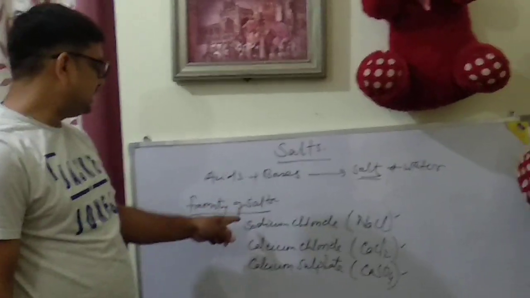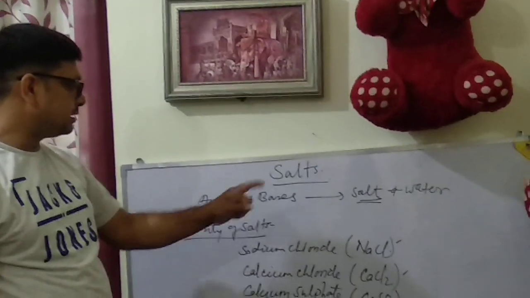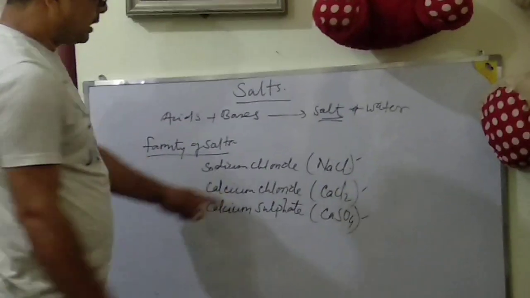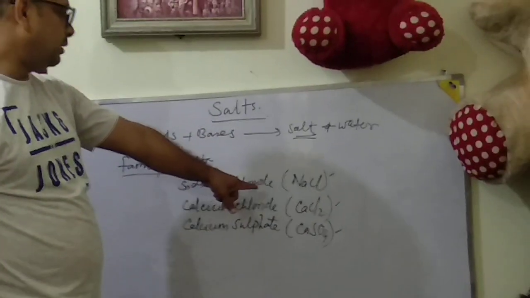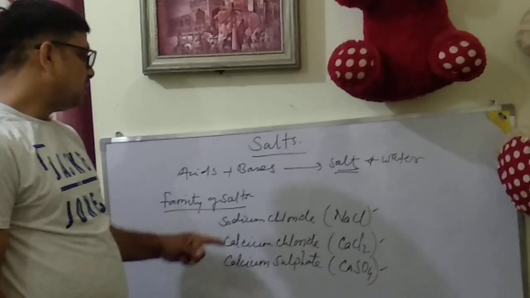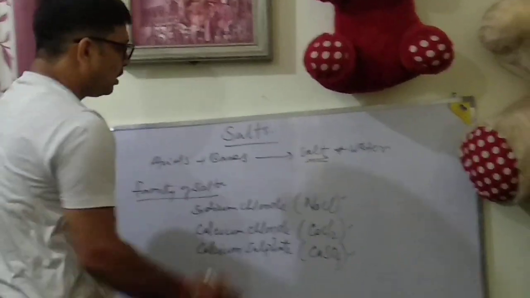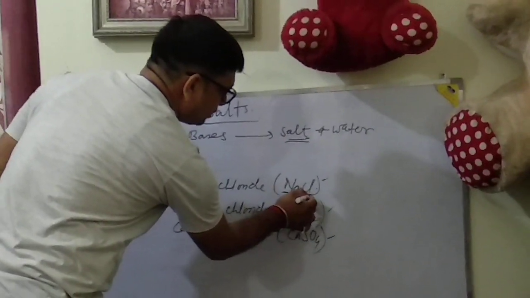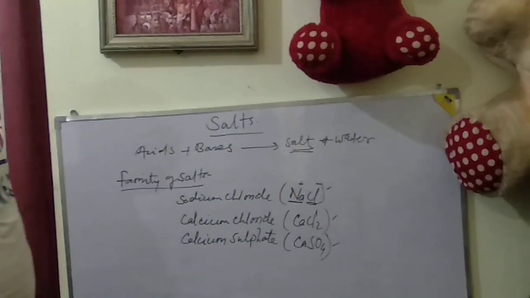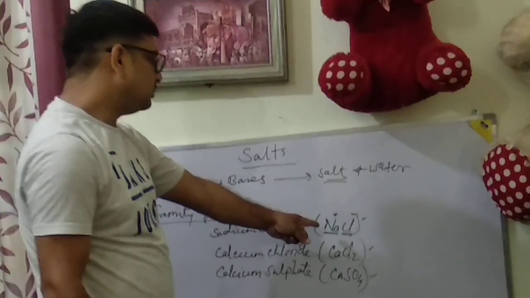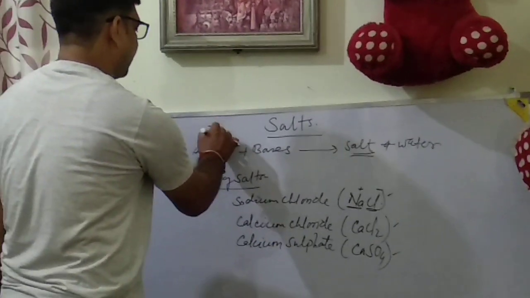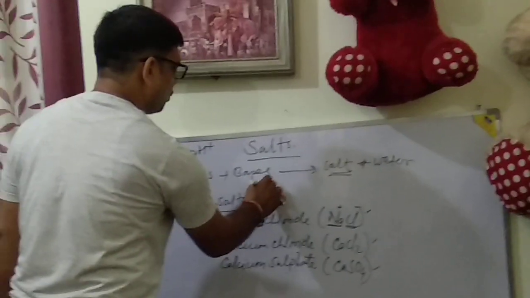Now we know that these salts have been made from acids and bases. When acids and bases react, they form salts. Now, how can we tell from the formula of a salt from which acid and which base it has been formed? Now, we know that in each salt there is a positive ion and a negative ion, and we know that acids give H plus ions and bases give OH minus ions.